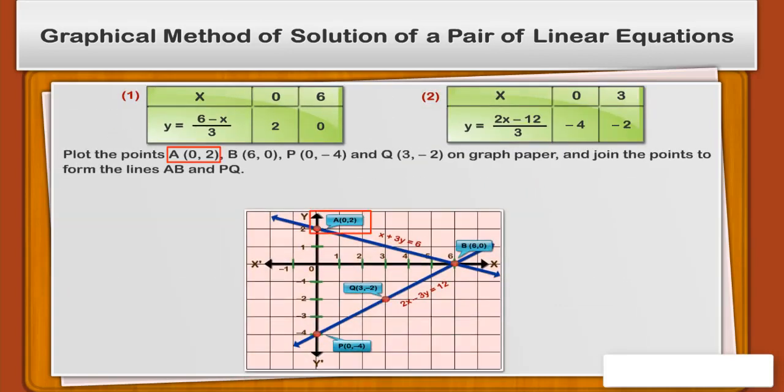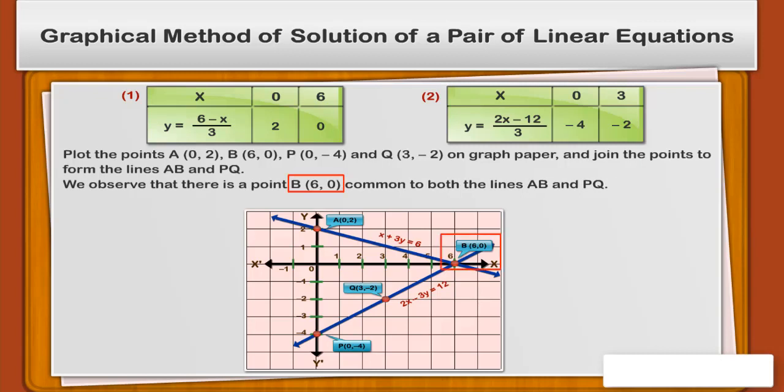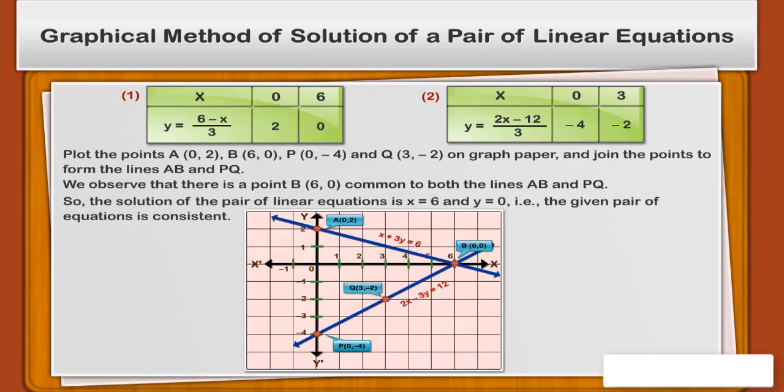Plot the points A (0, 2), B (6, 0), P (0, -4) and Q (3, -2) on graph paper and join the points to form the lines AB and PQ. We observe that there is a point B (6, 0) common to both the lines AB and PQ. So the solution of the pair of linear equations is x is equal to 6 and y is equal to 0. That is, the given pair of equations is consistent as the equations have a unique solution.